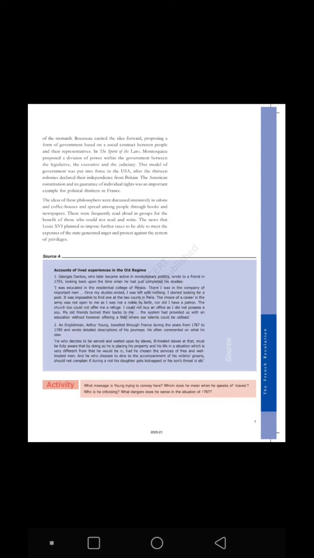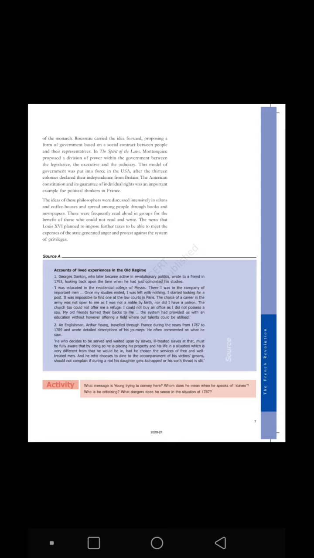I started looking for a post. It was impossible to find one at the law courts in Paris. The choice of a career in the army was not open to me as I was not a noble by birth. Nor did I have a patron. The church too could not offer me a refuge. I could not buy an office as I did not possess any money. My old friends turned their backs to me. The system has provided us with an education without, however, offering a field where our talents could be utilized.